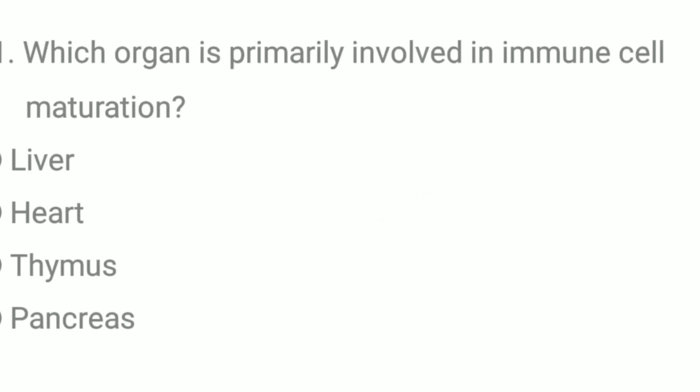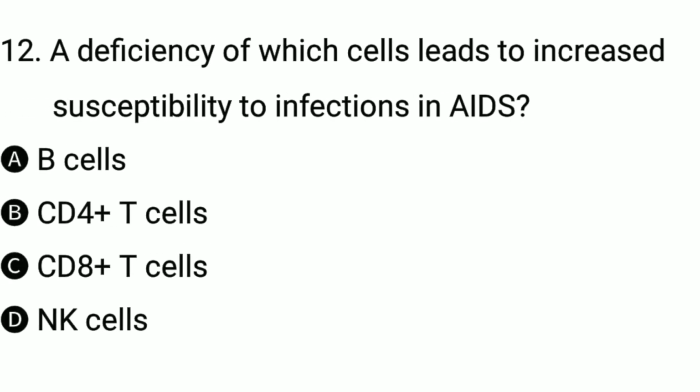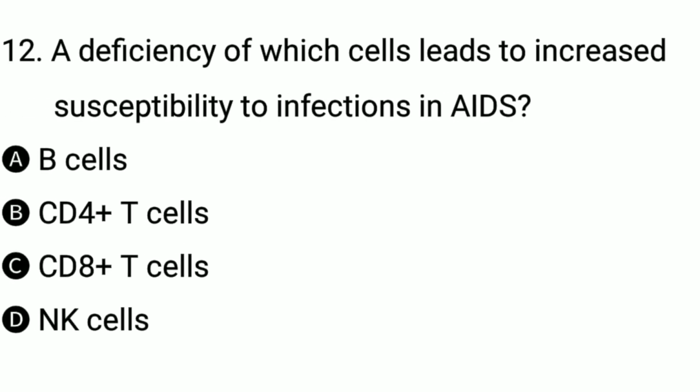Question number 11. Which organ is primarily involved in immune cell maturation? The right option is option C, thymus. Question number 12. A deficiency of which cells leads to increased susceptibility to infection in AIDS? The right option is option B, CD4 plus T cells.